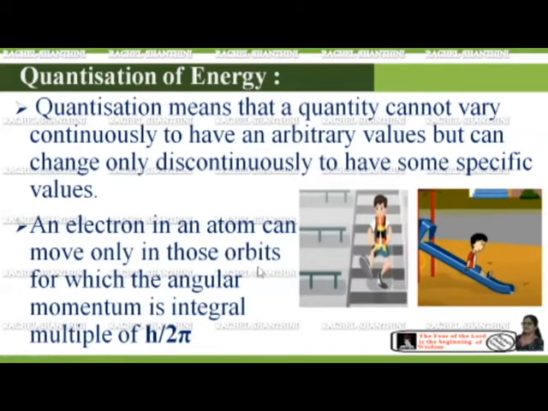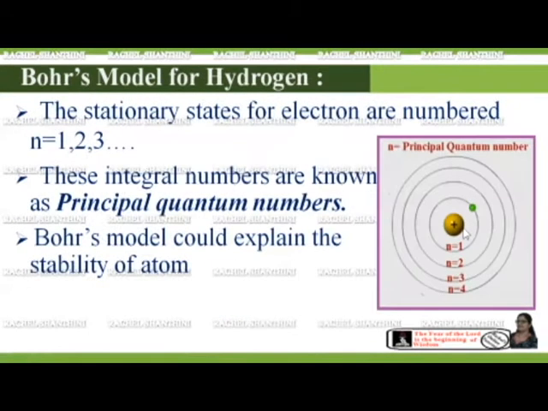These orbits are associated with a definite amount of energy. Hence, an electron in an atom can have only certain definite values of energy. That is, the energy of an electron in an atom is quantized. According to Bohr's model for hydrogen atom, the stationary states of electron are numbered as n equal to 1, 2, 3, 4, and so on. And these integral numbers are known as principal quantum numbers.